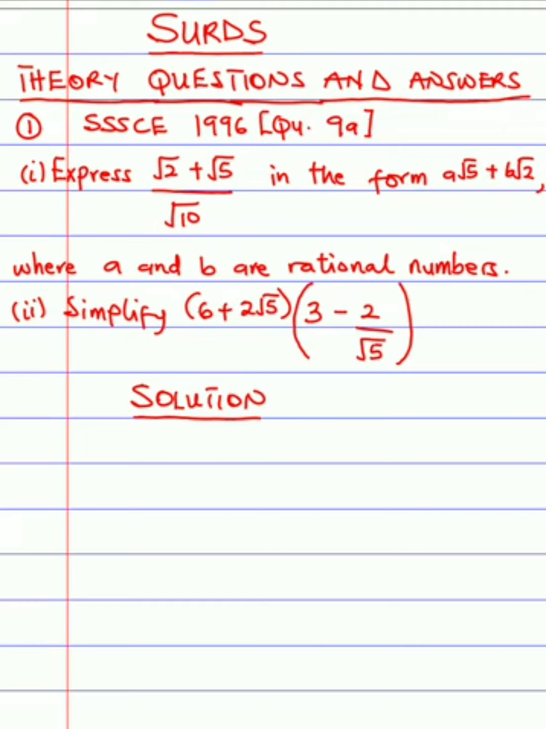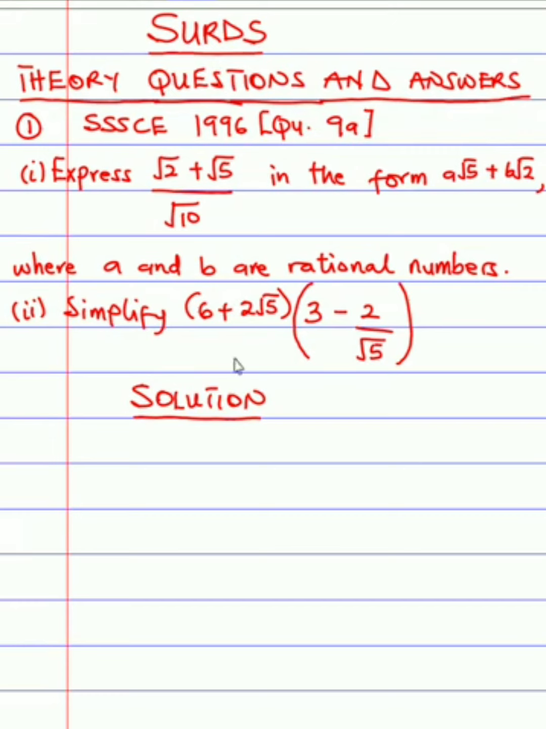Now, for today, we are looking at a past question which came in the year 1996, and we are considering the topic surds. So the question we have before us says: express root 2 plus root 5 over root 10 in the form a root 5 plus b root 2, where a and b are rational numbers. And the second question says: simplify bracket 6 plus 2 root 5, then another bracket 3 minus 2 over root 5, then bracket close.